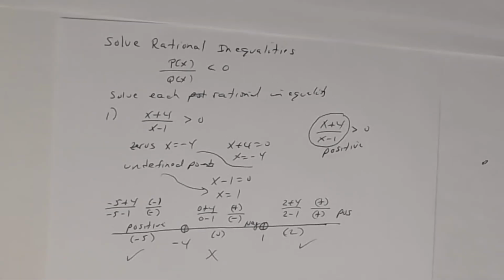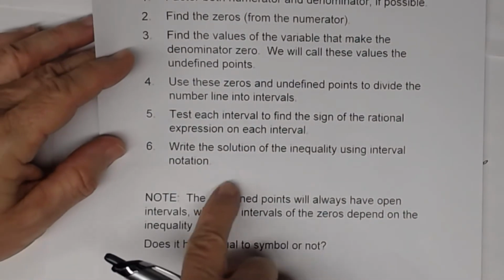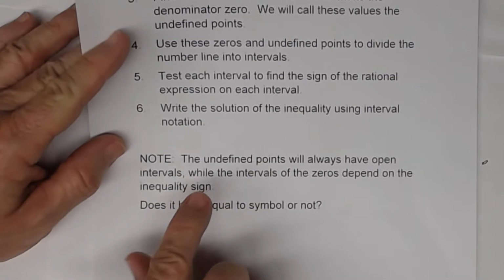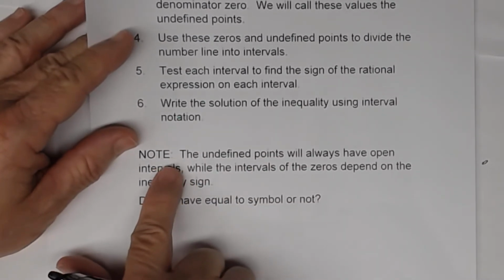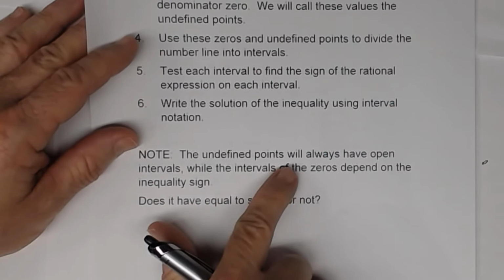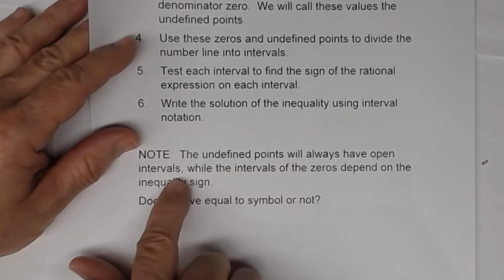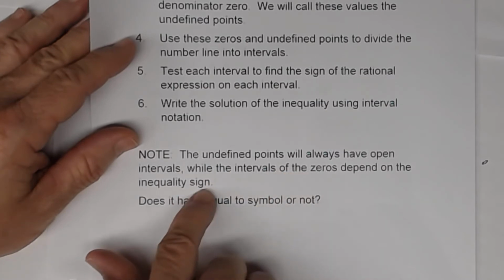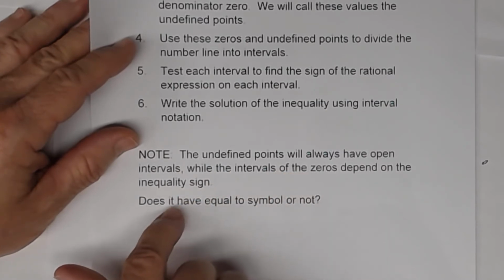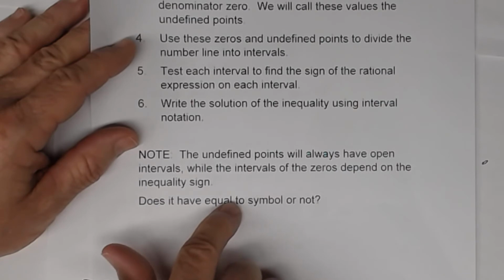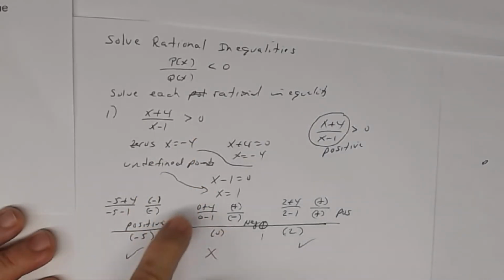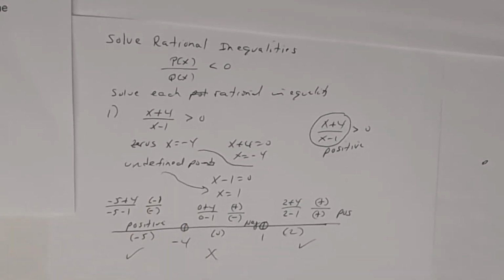And so the next step, step number 6, is to write the solution of the inequality using interval notation. Now, before we go on, I want you to note from our discussion, the undefined points will always have an open interval, while the intervals of the zeros will depend on the inequality sign. So it would be, does it have an equal to symbol or not? Since there's no equal to symbol here, it's going to be an open circle. Okay? All right, so here's your answer.